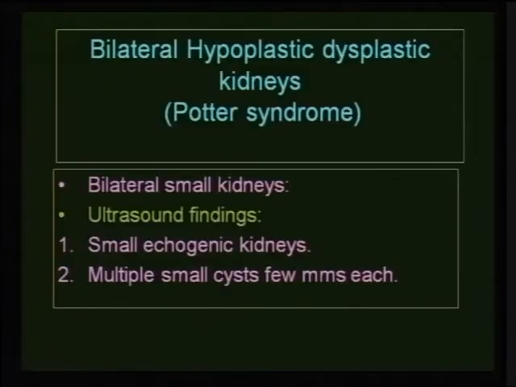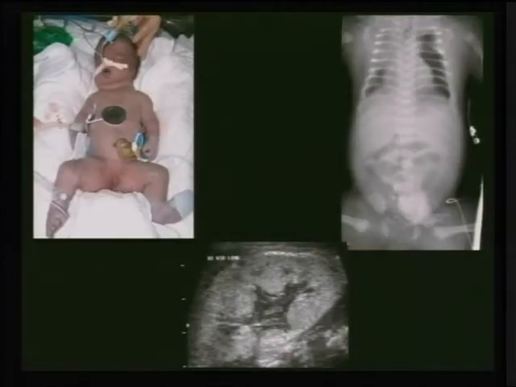If it is a bilateral hypoplastic dysplastic kidney, this is called Potter's syndrome, and this is a specific syndrome. Both kidneys have gone into dysplasia, and both kidneys are small, and both kidneys contain cysts. And this is the typical picture we see in Potter syndrome.